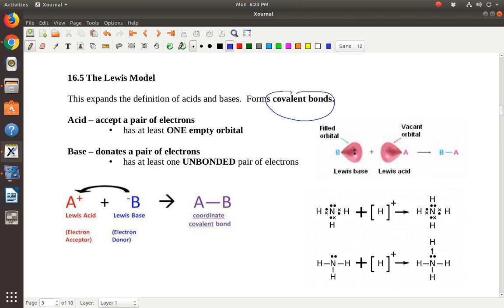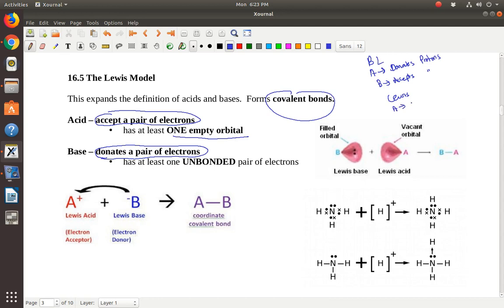In the Lewis model, an acid can accept a pair of electrons, so it has to have one empty orbital. And a base donates a pair of electrons. So let's think about the opposites. In the Bronsted-Lowry model, the acid did what? The acid donates protons, and the base accepts protons. Well, in the Lewis model, the acid accepts electrons, and the base donates electrons.